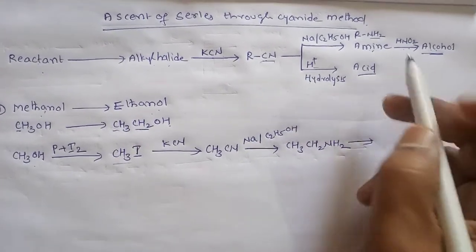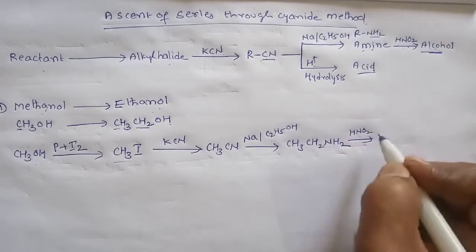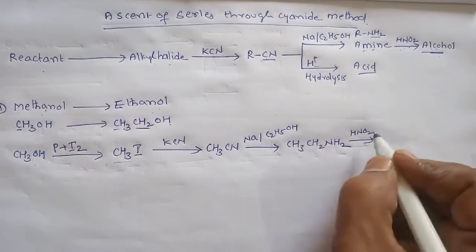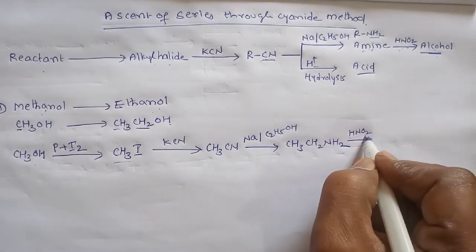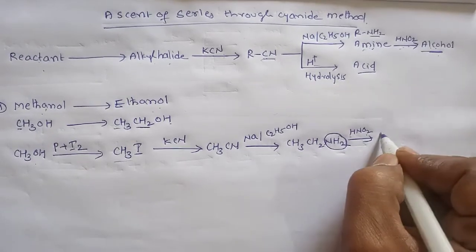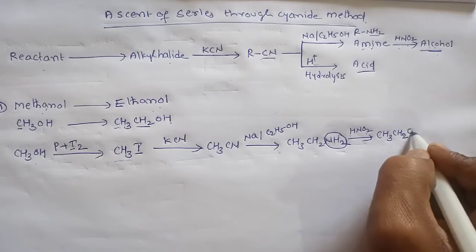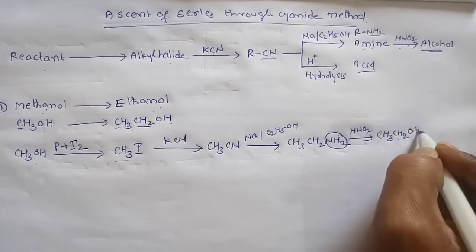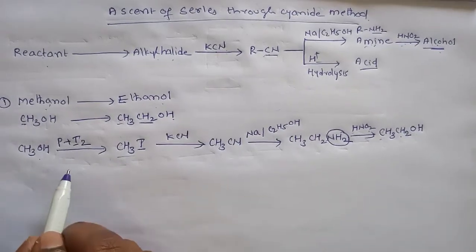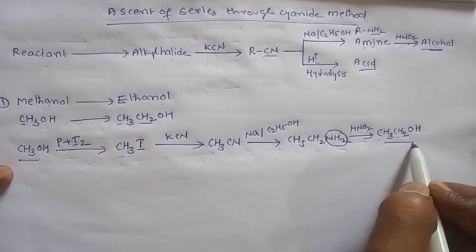Right. See, now next step, this is an amine. The amine again reacts with HNO2. Whenever you are using nitrous acid, this NH2 group is replaced by an OH group, and it is converted into CH3CH2OH. Okay, now we got our final product. So methanol is converted into ethanol.